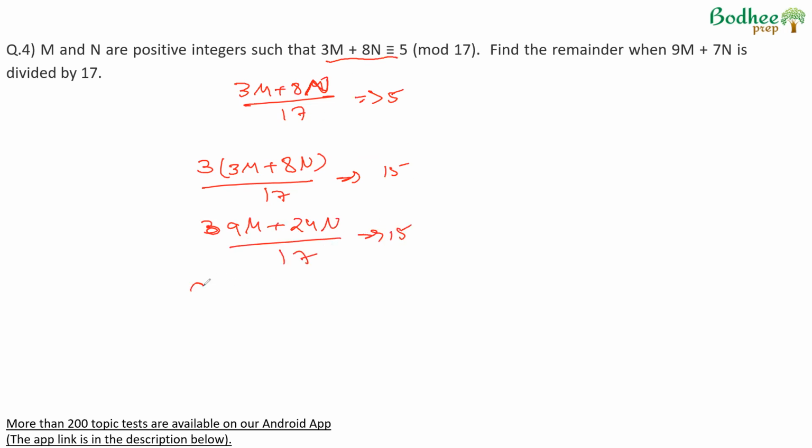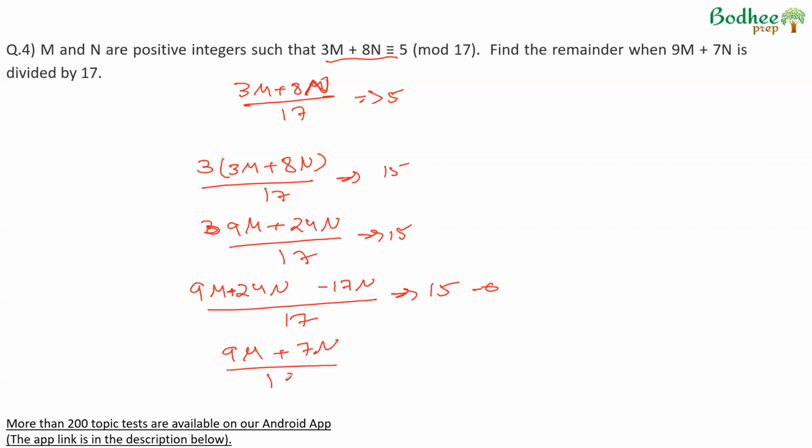Now, if we subtract 17n from here, 17n will give a remainder of 0 when divided by 17, because 17n is divisible by 17. So the remainder here will still be 15 because nothing has been removed because of 17n. This will give us 9m plus 24 minus 17, which is 7n, divided by 17 with a remainder of 15, and that becomes the answer.